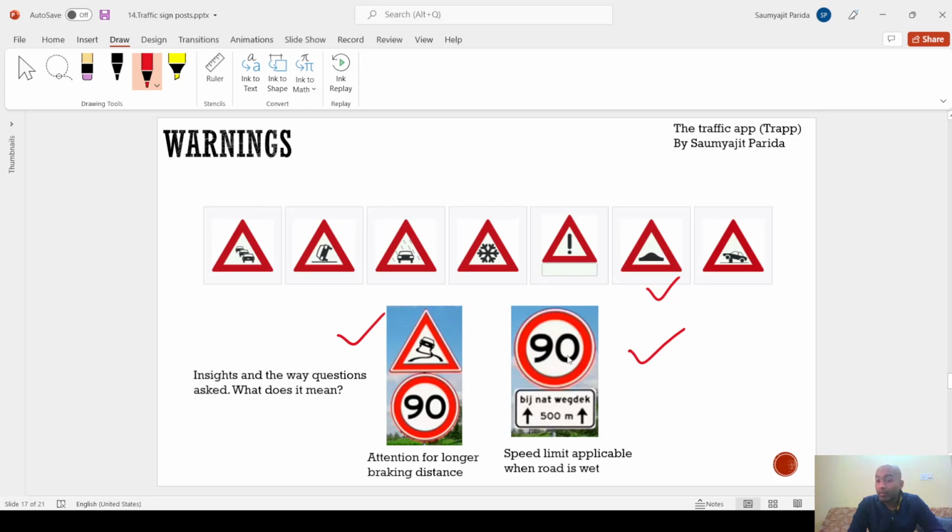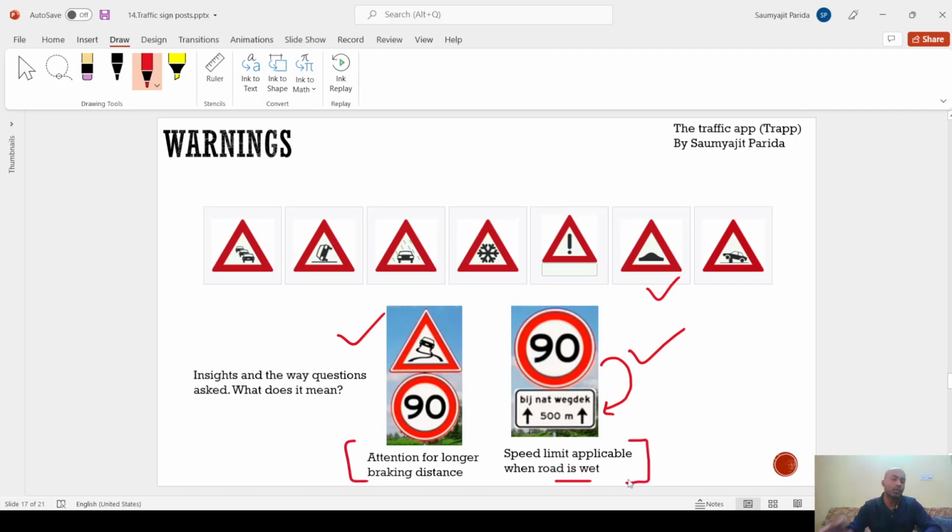Here the speed limit is only applicable with this information when the road is wet. It means when it is raining, then the speed limit is applicable. Otherwise I can go at a higher or lower speed. But here it is applicable in all situations, even summer, winter, rain, or any situation. And here the braking distance is longer, and here we cannot derive any information of braking distance.